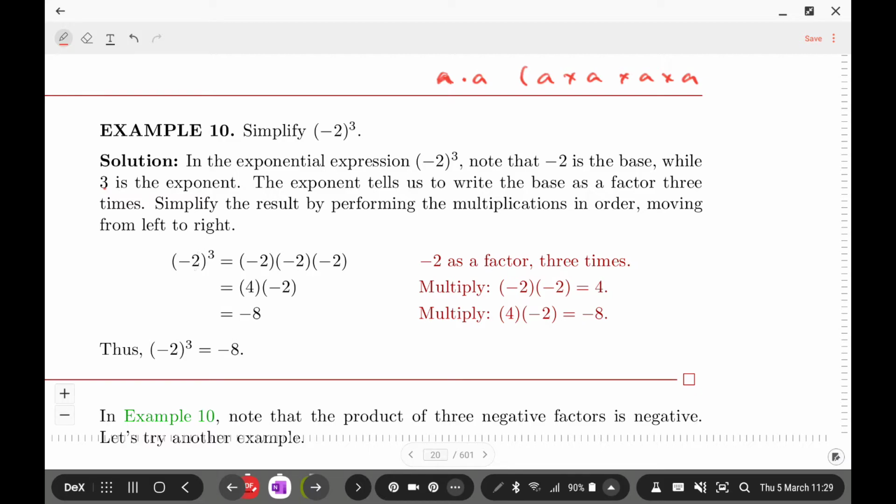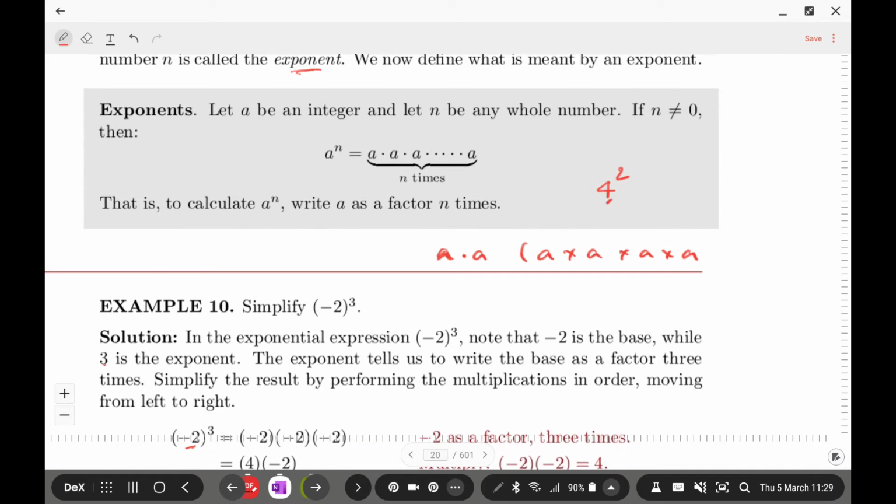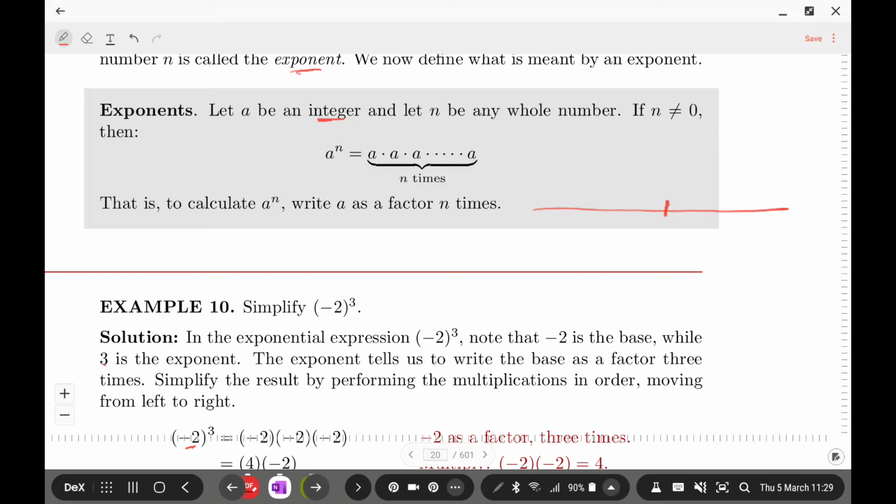What happens if the base is a negative number? In this case, it says here, let a be an integer. Now, an integer, if I could just wrap this. If you remember, I've done a lesson with you adding integers. Integers are a type of number. They start from 0 in the middle, and then they go -1, -2, -3, -4, and they do have positive numbers as well. So these are integers.